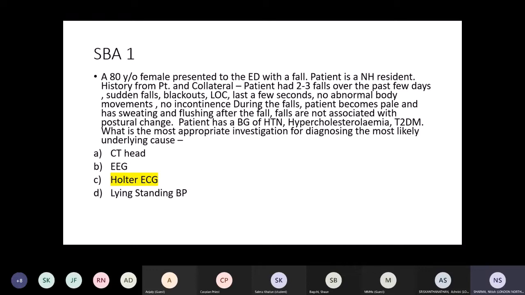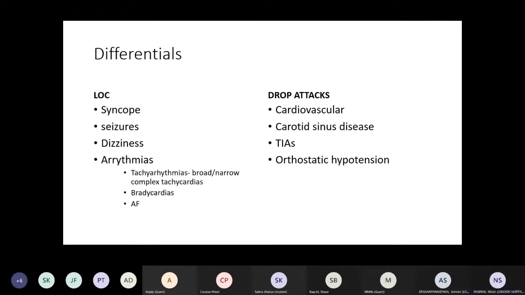Holter ECG, very important, because as I told you, the most common cause of falls in elderly is cardiovascular reasons, and in cardiovascular reasons, the most common is arrhythmia, and in arrhythmias, bradyarrhythmias, and in bradyarrhythmias, it's heart blocks. So a one-off ECG won't be very helpful. Even if it is normal, it won't be very helpful. A Holter ECG would give you a better understanding of what's happening. So as with falls, as I told you, it's very important to get a good history.